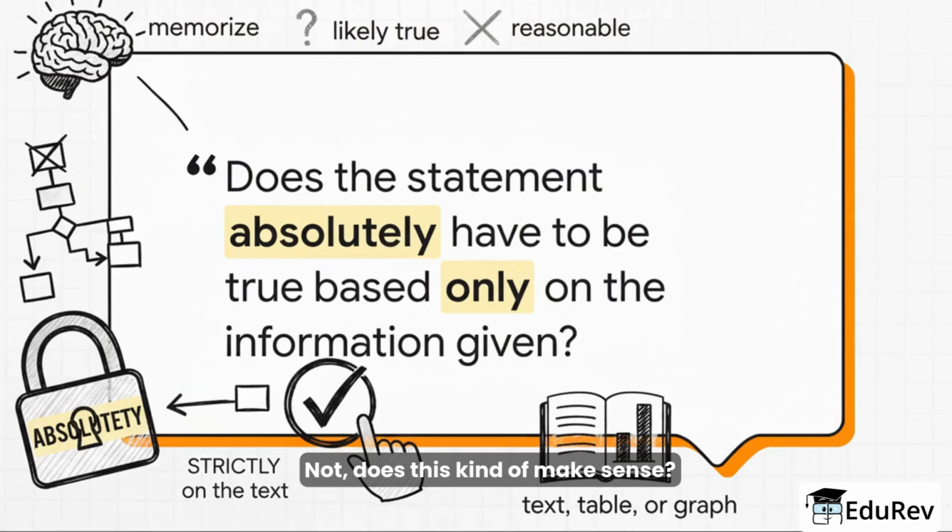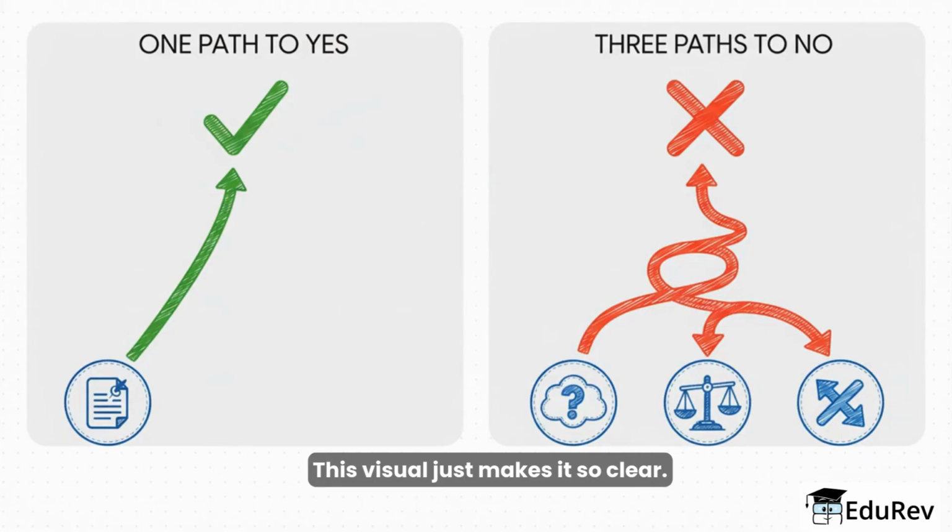Not is it likely, not does this kind of make sense. The standard is absolute. Does it have to be true? With 0 doubt, based strictly on what's on the page, if the answer isn't a 100% rock-solid yes, then it's a no, period. This visual just makes it so clear.